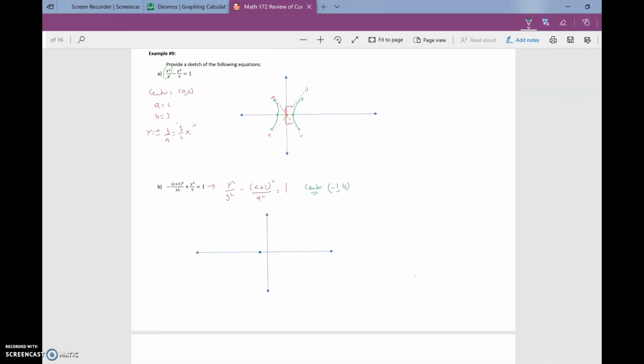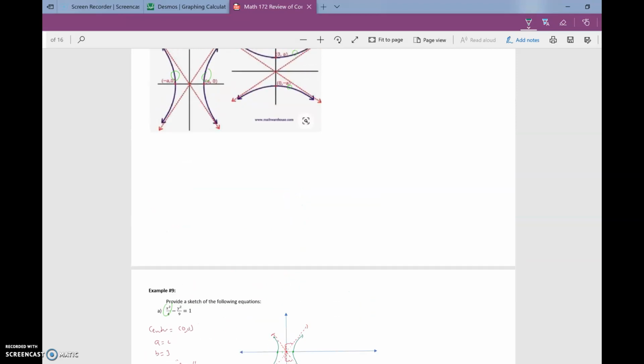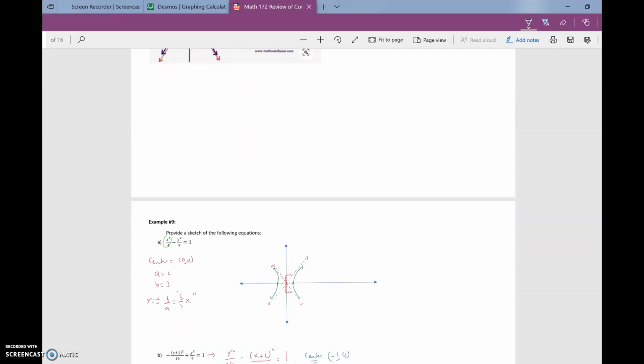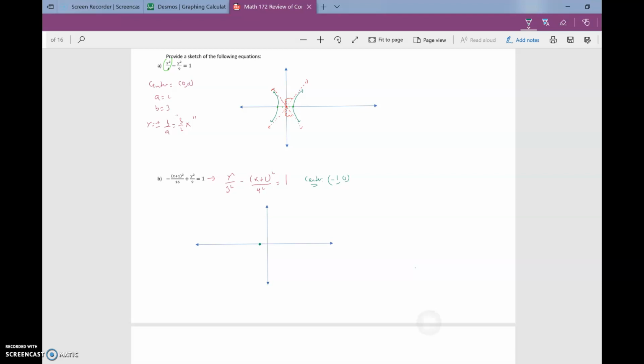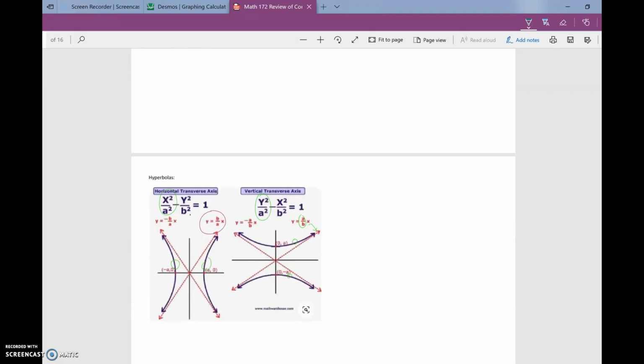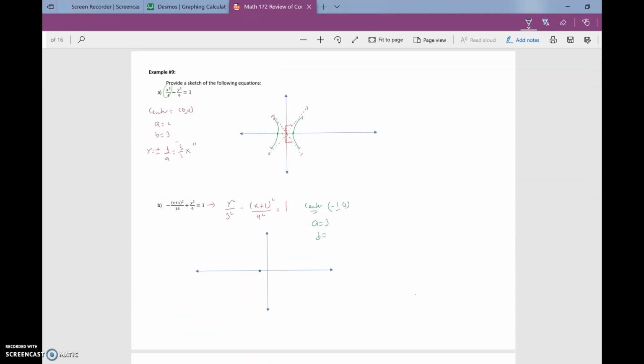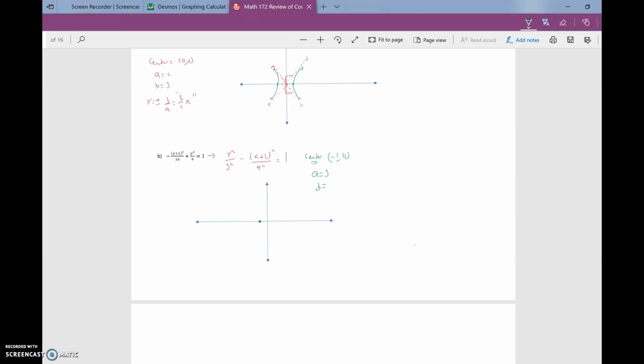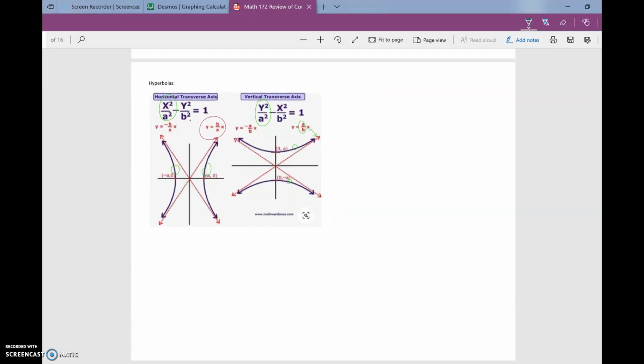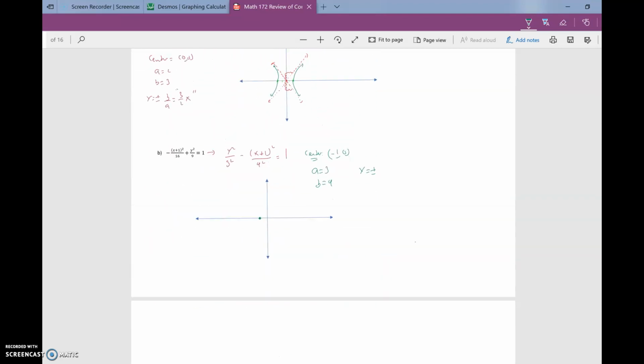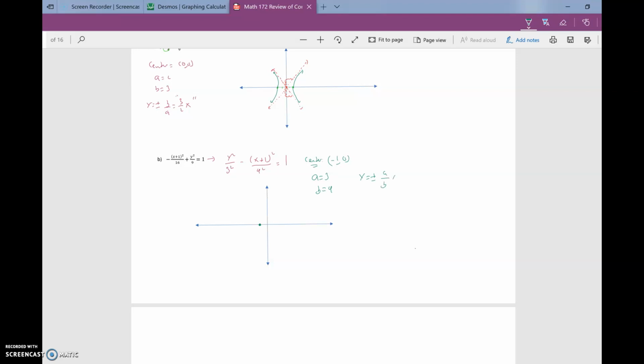And then the formula is backwards on this one. So technically your a is under the y's. So a is equal to 3. Your b for this formula is going to be under the x's. So in this case, this will be 4. And the asymptotes here are at a over b x, which is equal to plus or minus 3/4 of x.